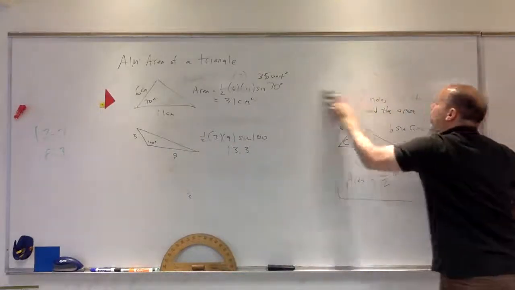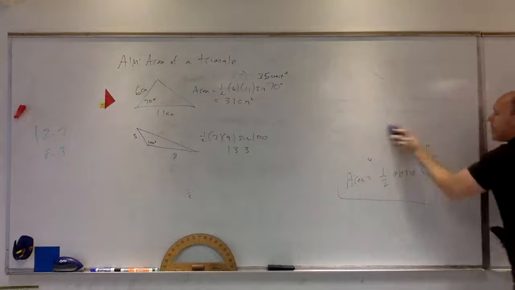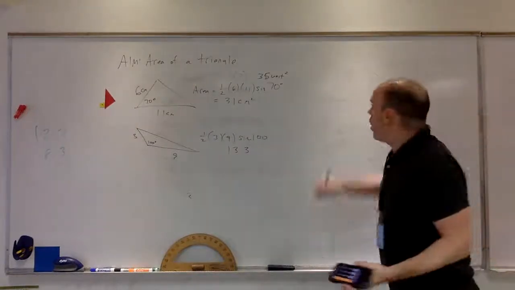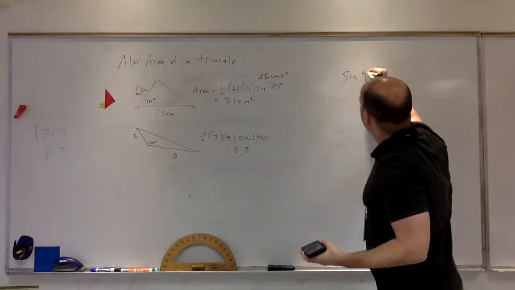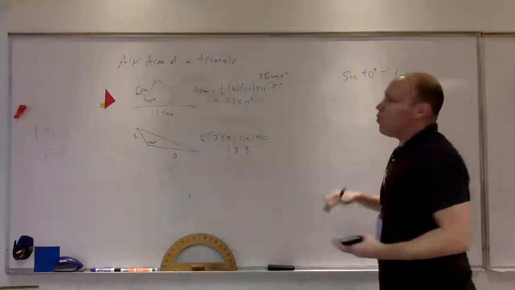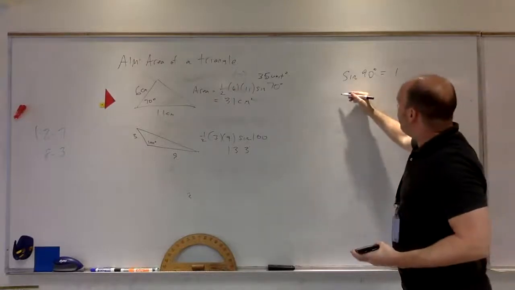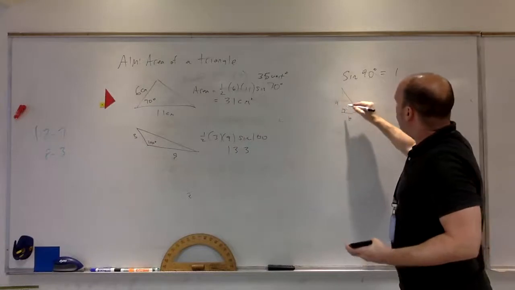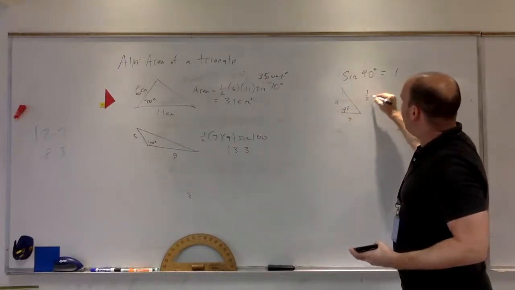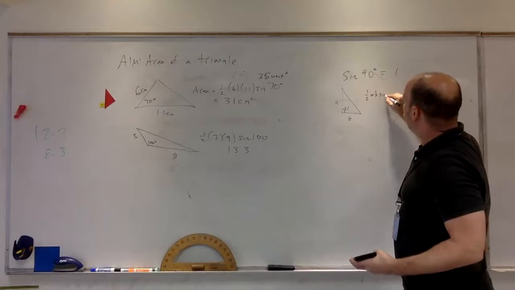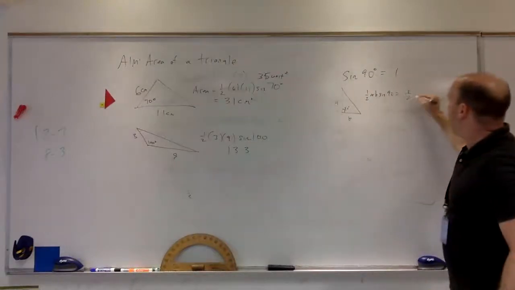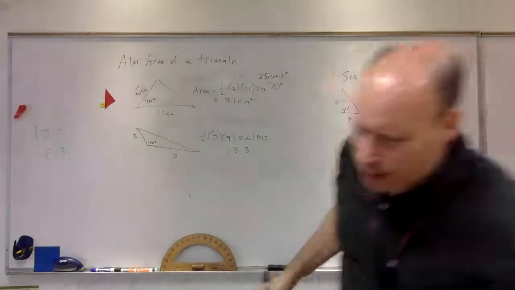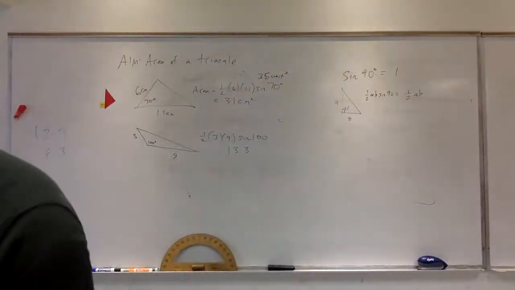So you say, well, will it work on a right triangle? Yeah. There's a couple of things I want to say before I finish. First of all, if you just type in the sine of 90 in your calculator, it's going to give you 1. And hence, if you have a right triangle, this is AB, and this is 90 degrees, 1/2 AB sine of 90 is equal to 1/2 the base times the height. That's why this works.